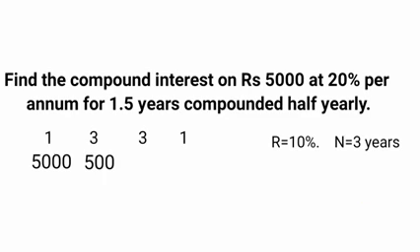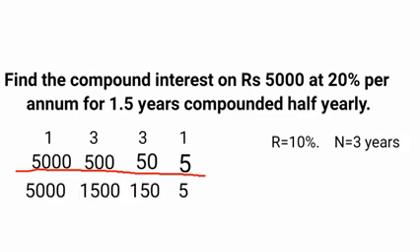Write it below 3. Again, take 10% of 50. So, 50 into 10 by 100. 50 into 2 is 100. 10 by 2, you will get it as 5. Write it below 1. Next step is to multiply the values in each column. So, in the first column, you will get it as 1 into 5,000, 5,000. Second column, 3 into 500, 1,500. In the third column, 3 into 50, 150. And in the fourth column, 1 into 5, 5.